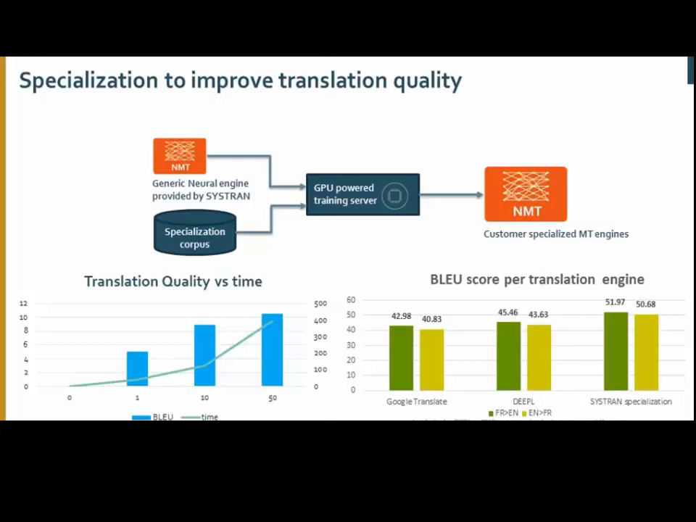And as you see on the right here, you see what we call the BLEU score. The BLEU score is a scoring specific to machine translation, and what is very interesting here is the comparison between the quality of the generic engine and what specialization brings today. And even if you don't know the BLEU score, you see on the graph that there is a very high improvement in terms of quality.